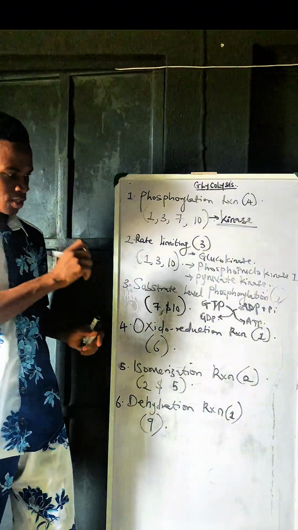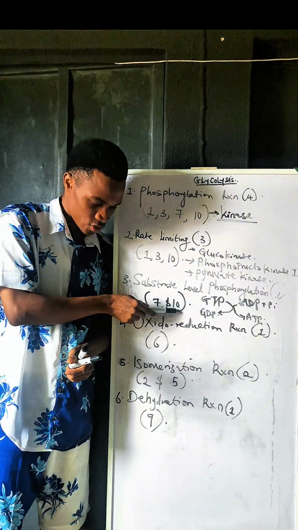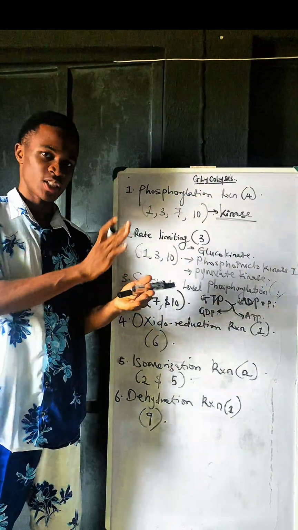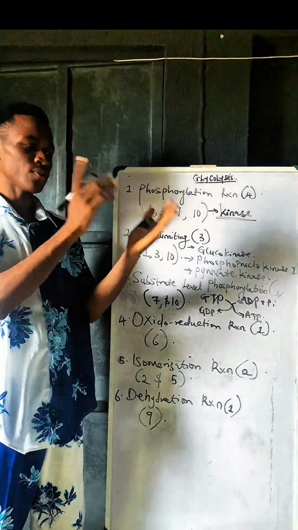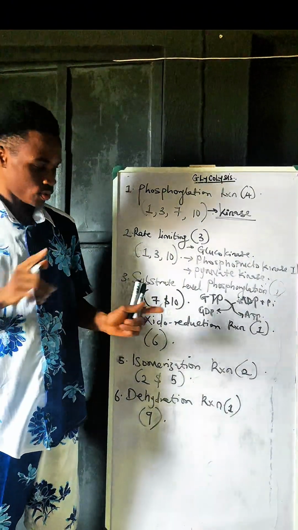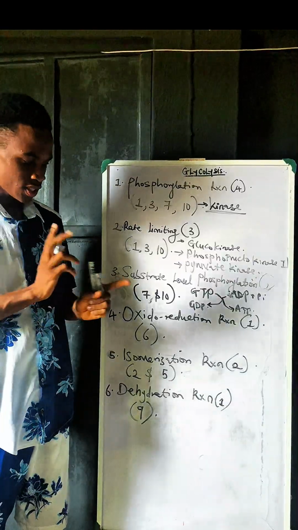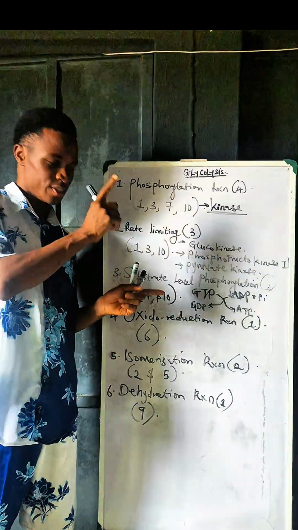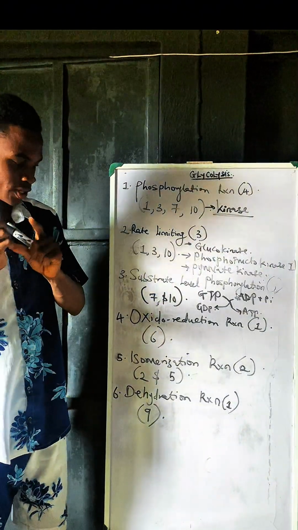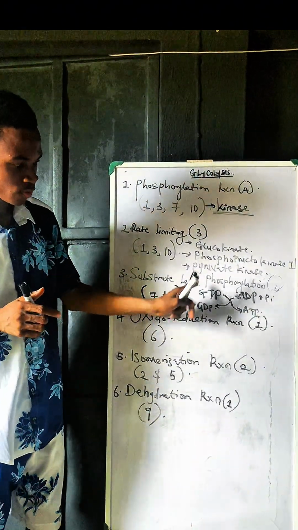The substrate level phosphorylation in glycolysis is simply reaction 7 and reaction 10. In reaction 7, we are transferring a phosphate from a bisphosphate compound to ADP to form ATP. Then in reaction 10, phosphoenolpyruvate transfers a phosphate to ADP to produce another molecule of ATP. That is a faster way of producing ATP, which is substrate level phosphorylation.